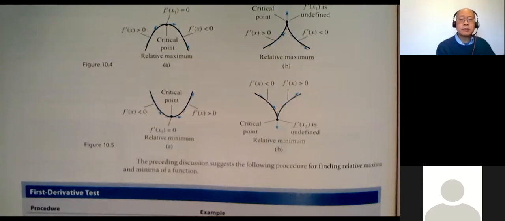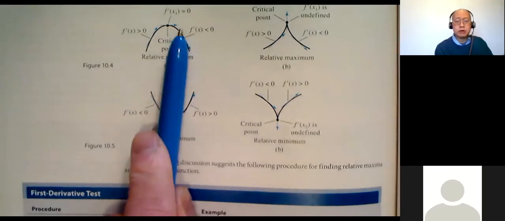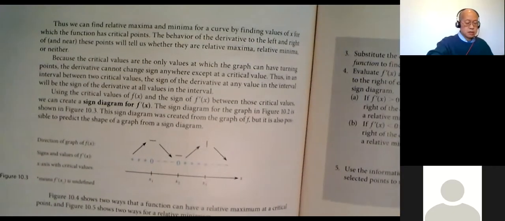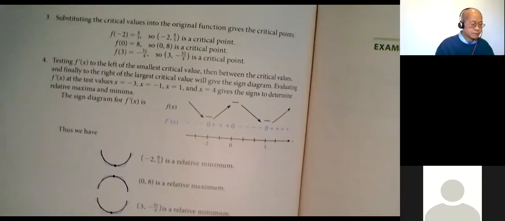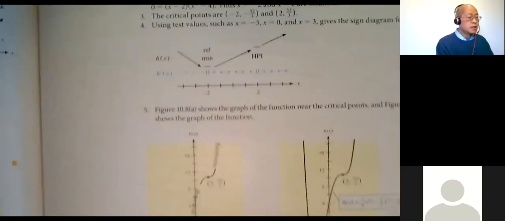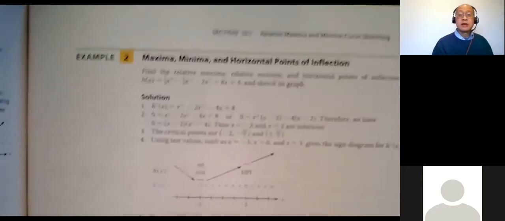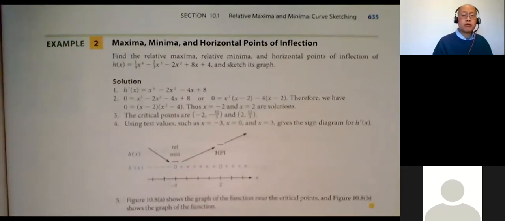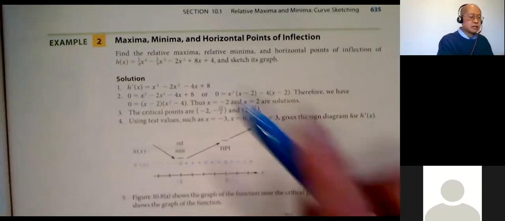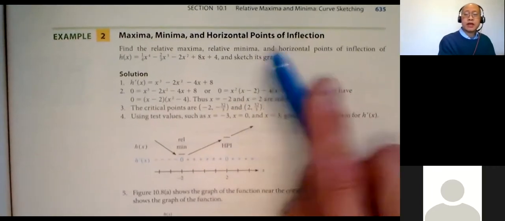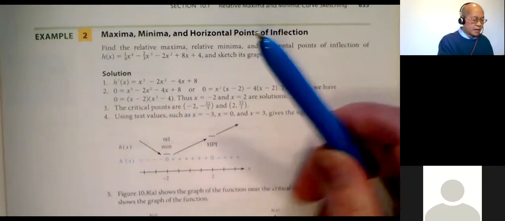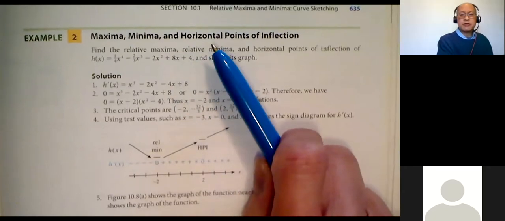Okay. It's possible that you can have a slope of 0, but you don't have a maximum or minimum. Okay. That might happen. Let me show you something called a horizontal point of inflection. Fancy words. That's too much to say. Can you think of a good abbreviation for this?